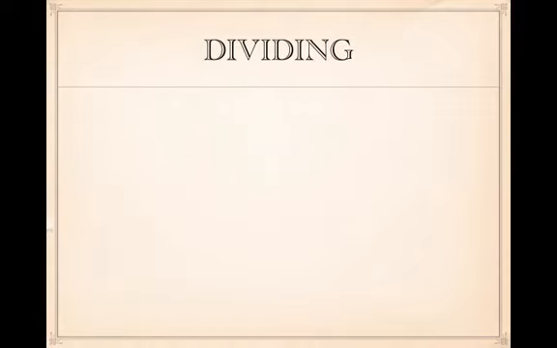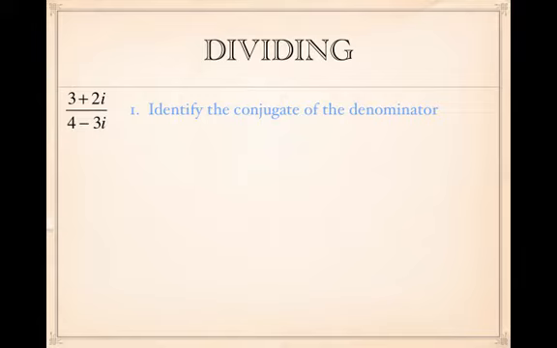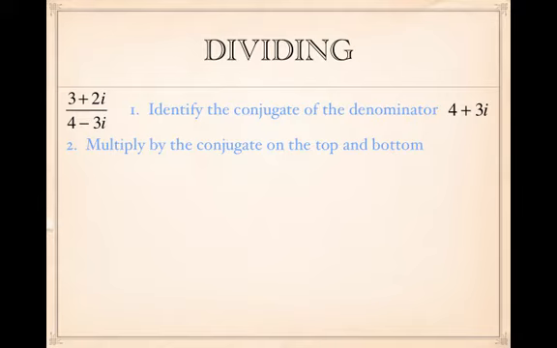Okay, so now we may begin dividing. So let's go back to that problem that I showed you earlier. The first step is just to identify the conjugate of the denominator. So the conjugate of 4 minus 3i would be 4 plus 3i. And now we're going to use that. We're going to multiply by the conjugate on the top and bottom of our fraction there. So like this. Multiply by 4 plus 3i on top and bottom.